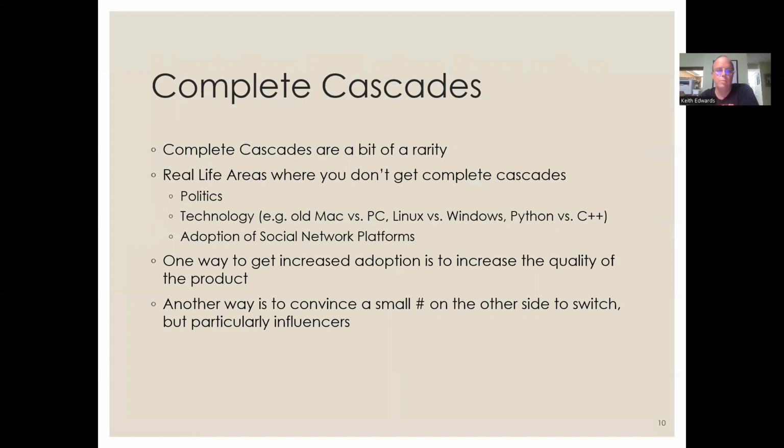You very rarely get these complete cascades in technology. Social network platforms, not everybody is on Facebook, or Meta, I guess it's called. Not everybody's on Twitter. One way to get increased adoption is to increase the quality of the product. The other way is to convince a small number on the other side of the switch, particularly ones that are in positions of influence.